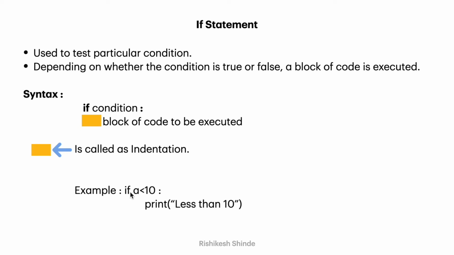So in this example you can see we have an if keyword, then a condition. Here, a is less than 10 is the condition, then we use a colon and then a print statement. If this condition is true, then we are going to execute this statement, that is print less than 10. This is how we write the if statement.